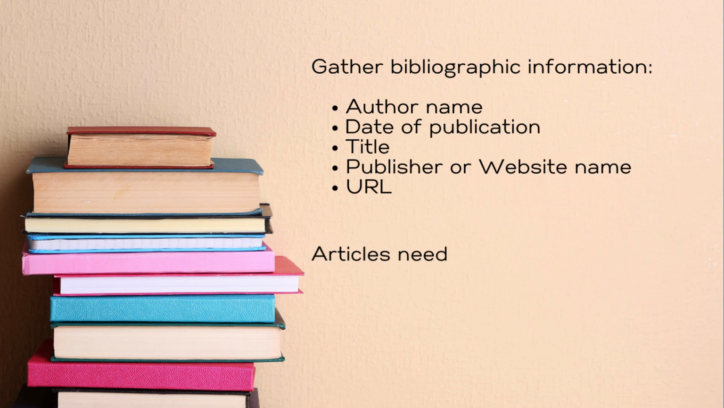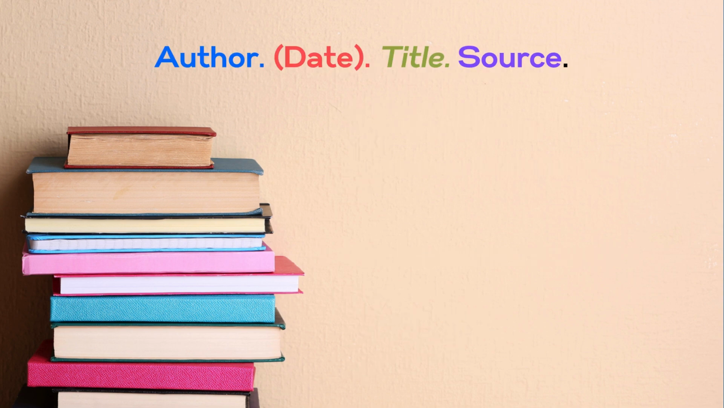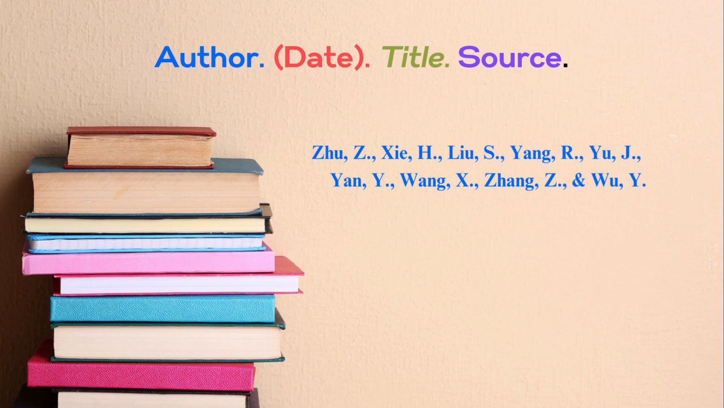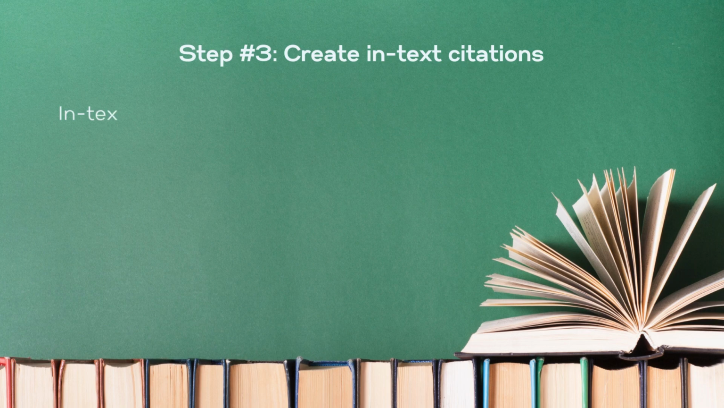Journal articles require additional information: the journal title, volume number, issue number, pages where the article appears, and DOI number if one exists. Let's examine a reference entry for a journal article. This color-coded reference clearly displays the 4 essential elements: author, date, title, and source. Although the format of your references may vary slightly depending on the type of source, they will all follow this same pattern.